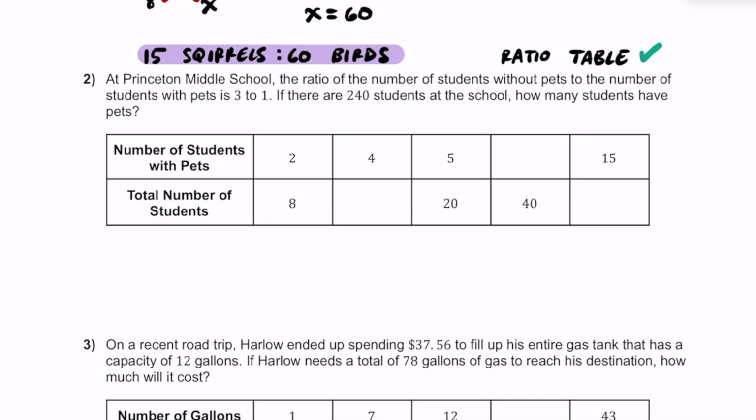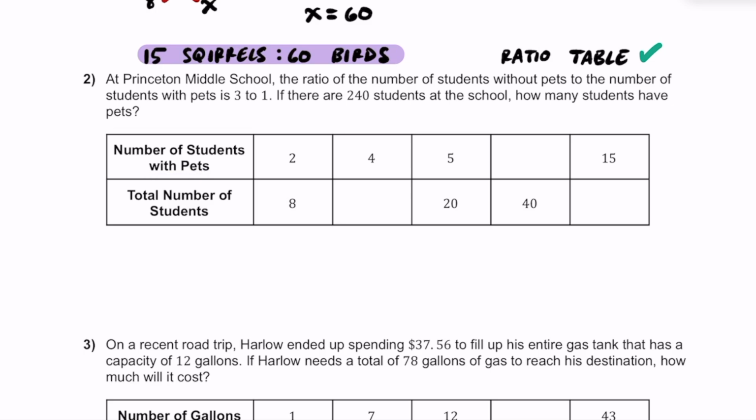For number 2, at Princeton Middle School, the ratio of number of students without pets to the number of students with pets is 3 to 1. Okay, so if there are 240 students at the school, how many students have pets? That's if there's 240 students at the school. Okay, so if at first glance you look at this ratio of 3 to 1 and you're saying, wait, that doesn't quite make sense here. Look at the labels carefully. This is the total number of students, and this is the number of students with pets.